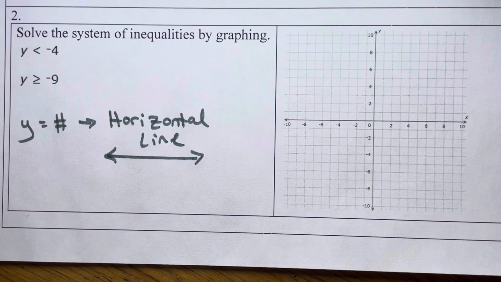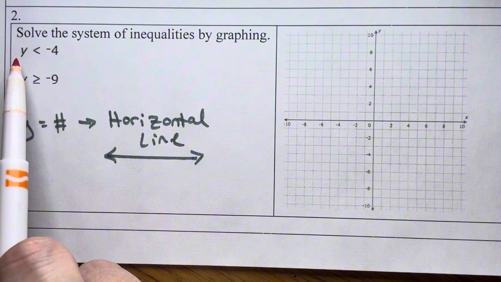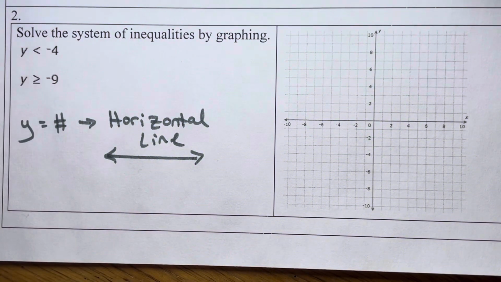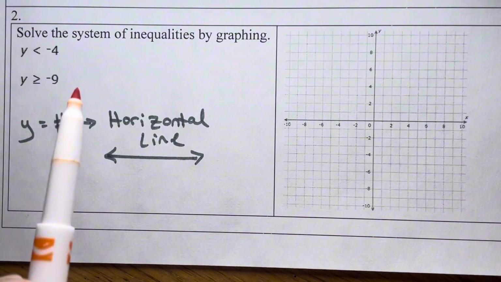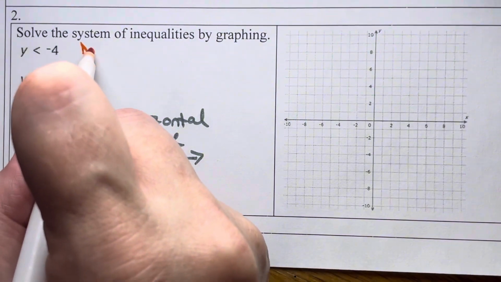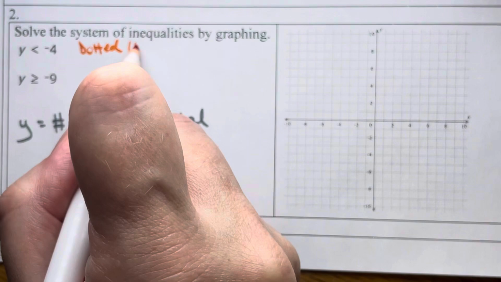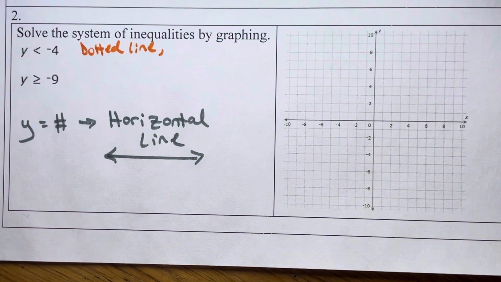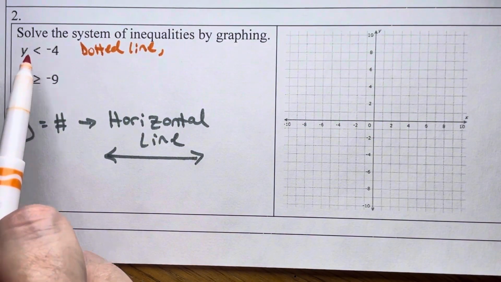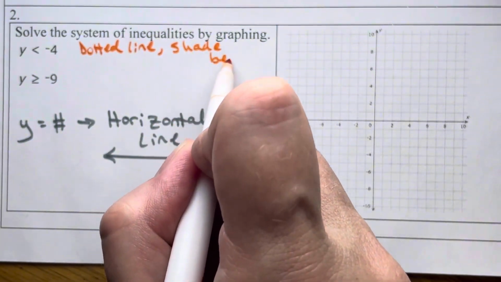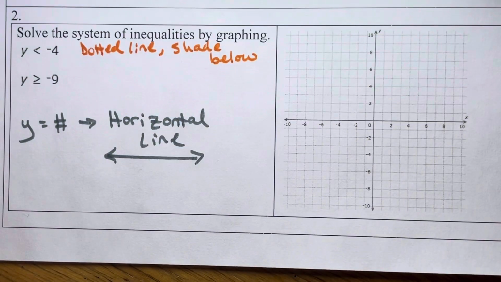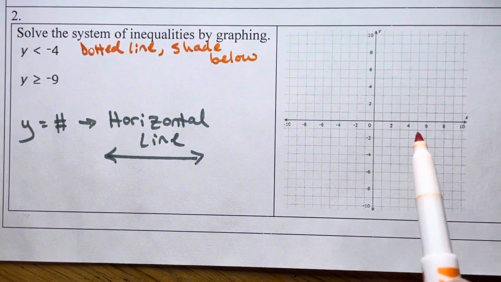So let's start looking at things. On our first inequality of y less than -4, we know that because this is purely a less than, we are going to have a dotted line. And also, because it is a less than, we are going to shade below. So let's place that line on our coordinate plane.